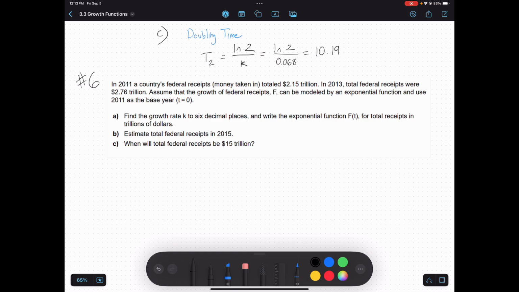If we assume that the growth of federal receipts can be modeled by an exponential function, so perfect, that means I can just use that equation that we've been using for all the other problems. And if we use 2011 as the base year, first we have to find the growth rate k. So that's part A. Let's find the growth rate k to 6 decimal places so that we can write my exponential function f of t for the total receipts.